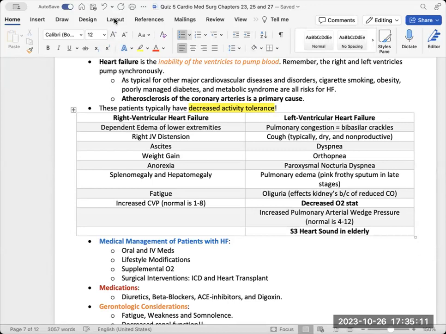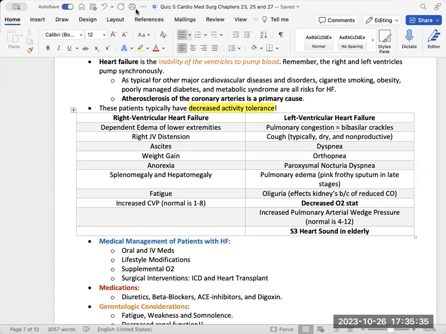Which means the perfusion to the heart is not good. So they will also have decreased activity tolerance, right? If your heart is not really able to pump properly, you're not getting perfusion to the rest of the body, which means you're not being oxygenated. And if your organs, like your legs, your arms, your hands, your lungs, are not being perfused properly, you're going to be more tired.